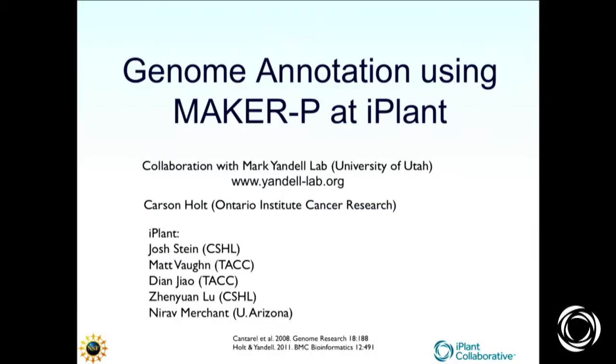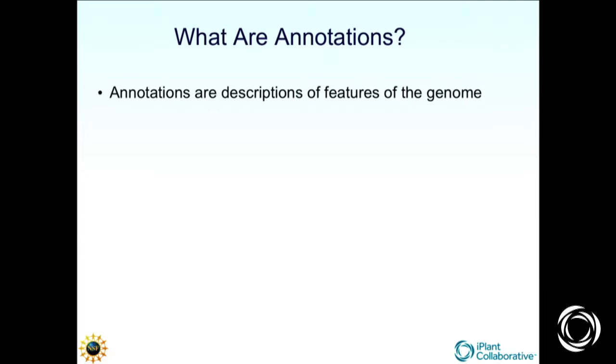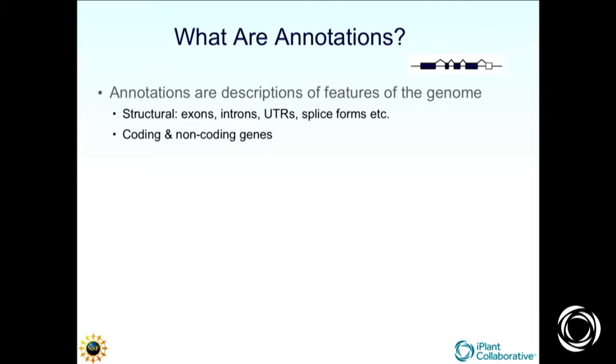Okay, now I'm going to discuss genome annotation. What are gene annotations? Of course, the whole purpose for sequencing a genome, the first question you have is, what are the genes? And so annotations are descriptions of features in a genome. They can be structural features, such as exons and introns, UTRs. They can be coding genes or non-coding genes. And going above that to a higher level, once you've identified structural features, there are also functional features such as enzymatic activity, expression.